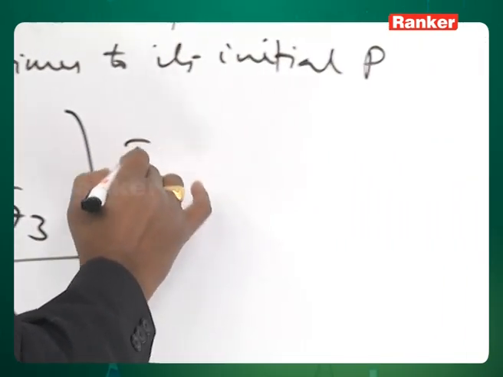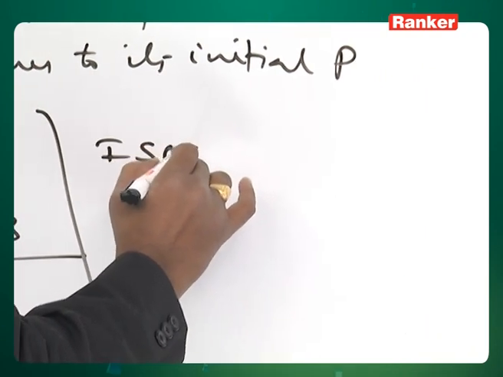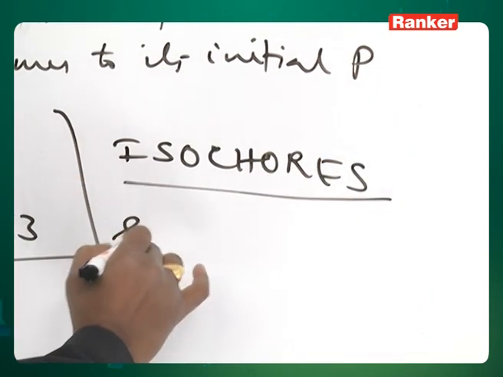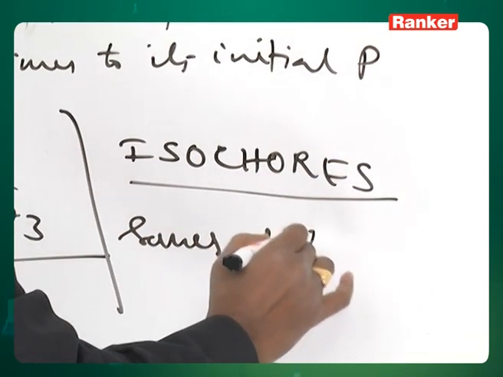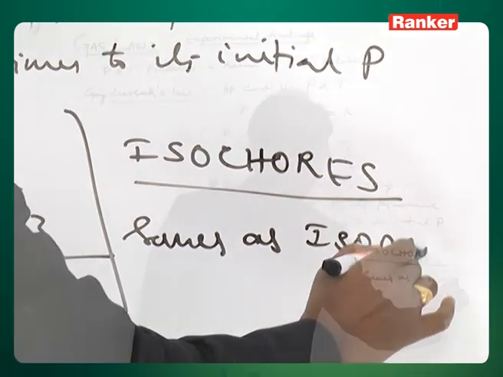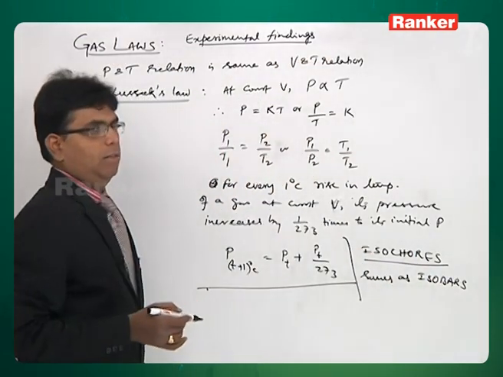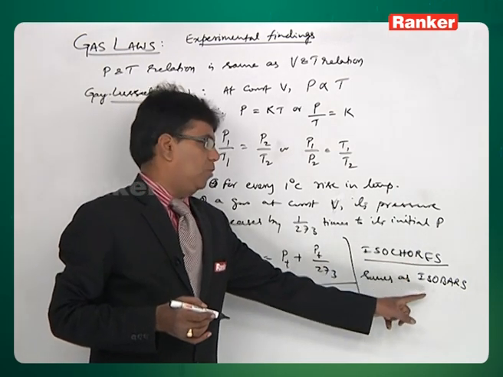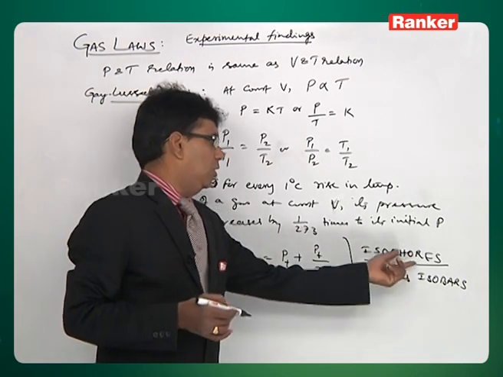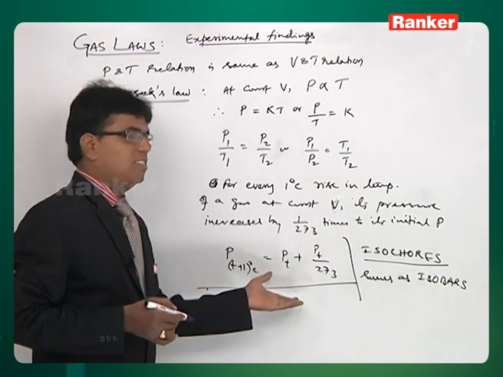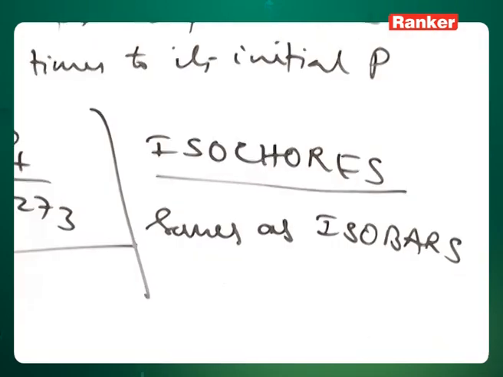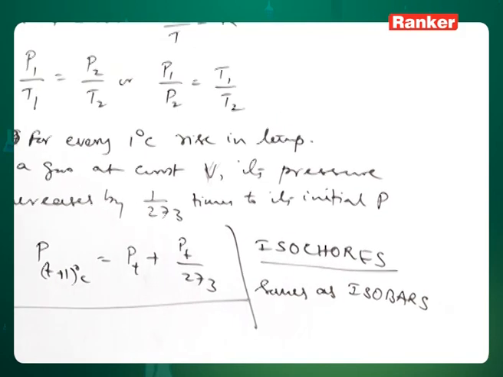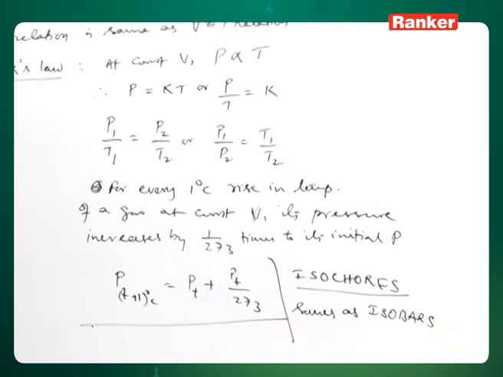and the graphs that are drawn are called isocores. Graphs that are drawn at constant volume are called isocores. Isocores of a gas will be same as isobars. Again, we need not draw it exactly the same way, everything is same, the way that we explained for Charles law, where we have drawn it for V versus T. Now we draw P versus T, and the graph is the same thing.